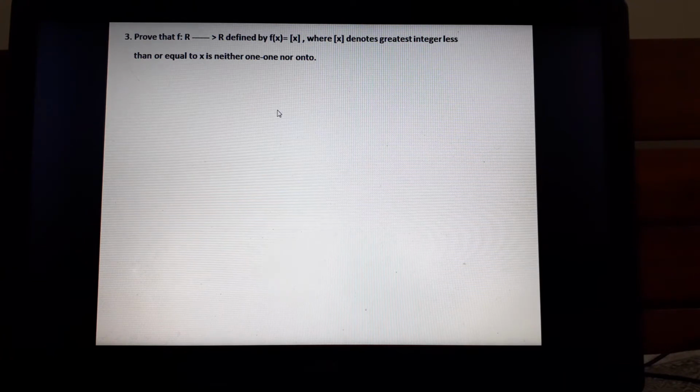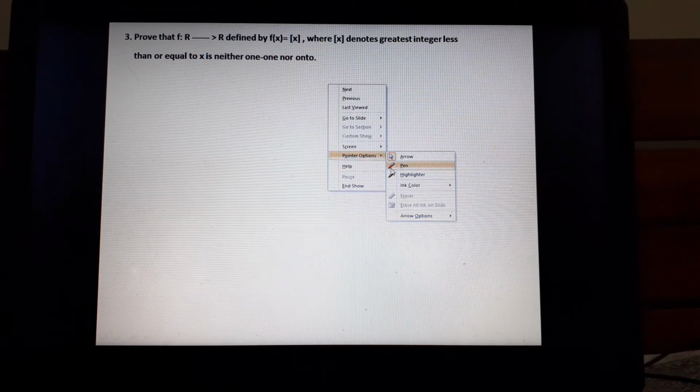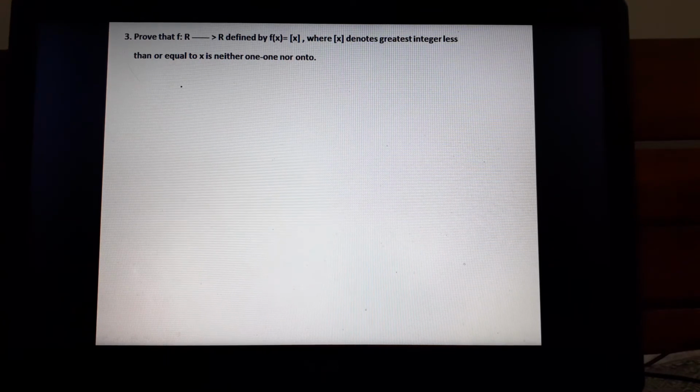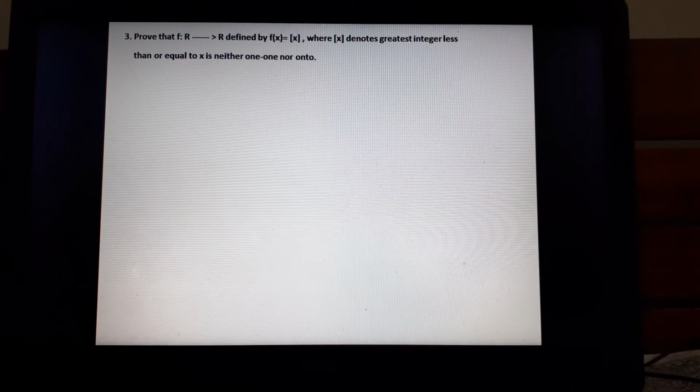Let us take the next. See, this is the greatest integer function. We have studied it last year. Prove that f from R to R defined by f of x equal to greatest integer function x is neither 1-1 nor onto. So first let us try to recall what is greatest integer function.